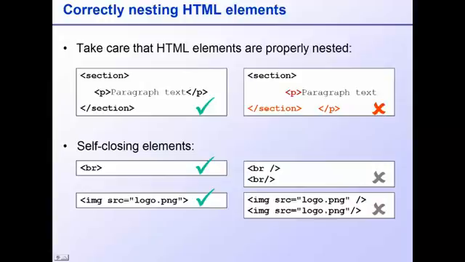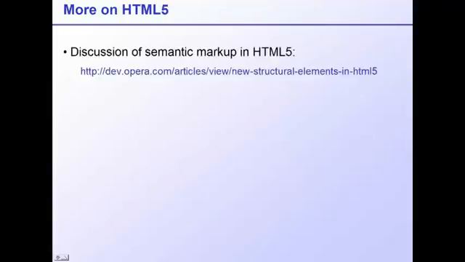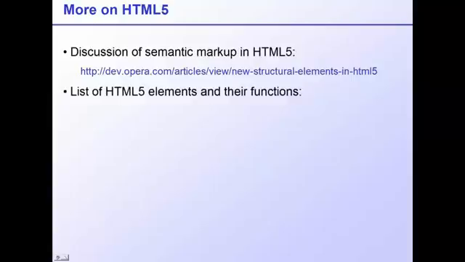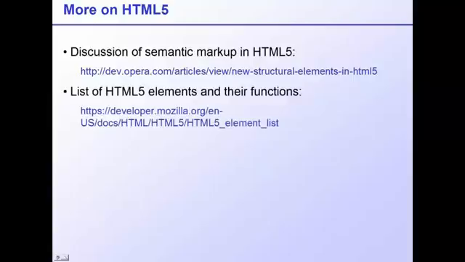So I'll give it a grey cross instead of the red warning cross I gave for the entirely incorrect markup in the previous example. You can find many guides to HTML5 on the web. Here's a discussion of semantic markup, and here's a list of elements and descriptions of their functions.